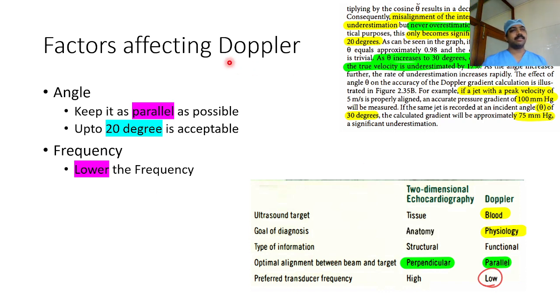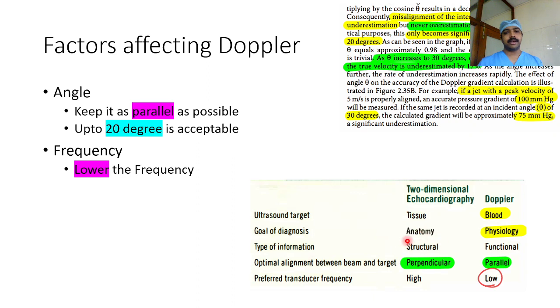So what are the factors that will affect this Doppler estimation? The angle: keep it as parallel as possible, up to 20 degrees is acceptable. And when we are doing Doppler, we should lower the frequency as much as possible. So this is the main difference which I told regarding 2D imaging as well as the Doppler.